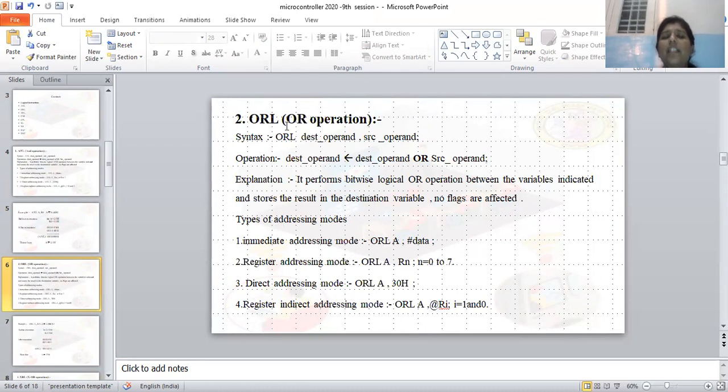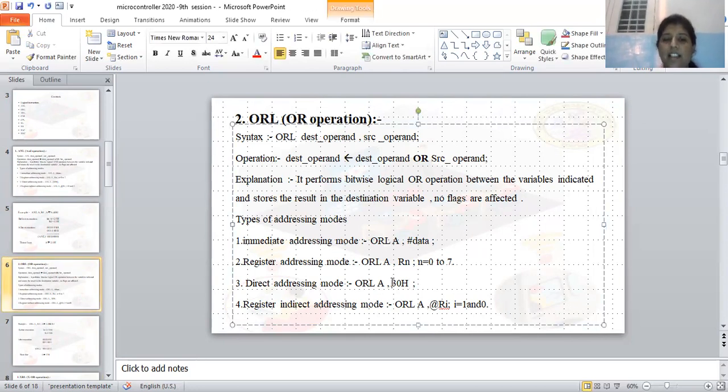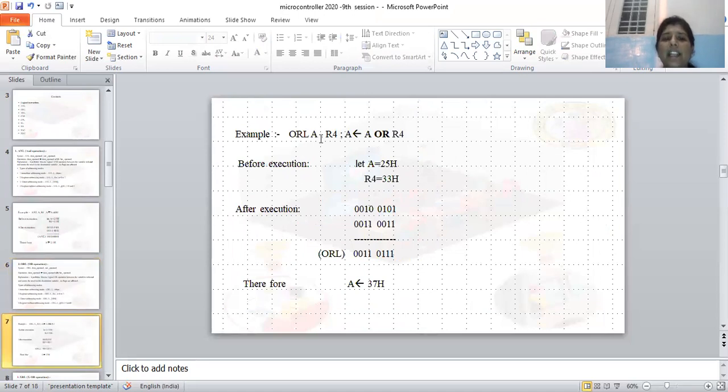Here are examples for the types of addressing modes. For immediate addressing mode, it will be ORL A, comma, #data. For register addressing mode, it will be ORL A, comma, Rn, where n is equal to 0 to 7. For direct addressing mode, it will be ORL A, comma, 30H. The example for register indirect addressing mode is ORL A, comma, @Ri, where i is equal to 1 or 0. Consider an example: ORL A, comma, R4.